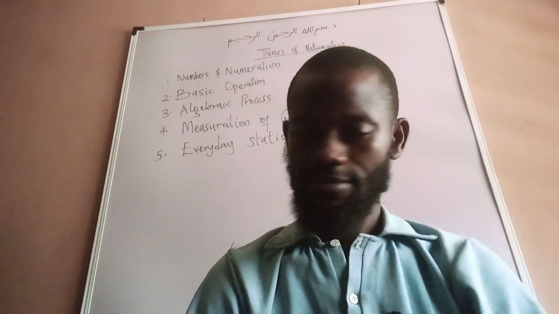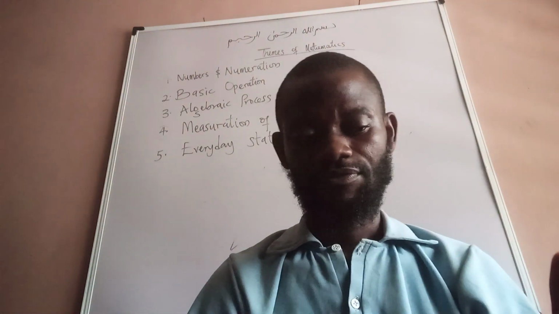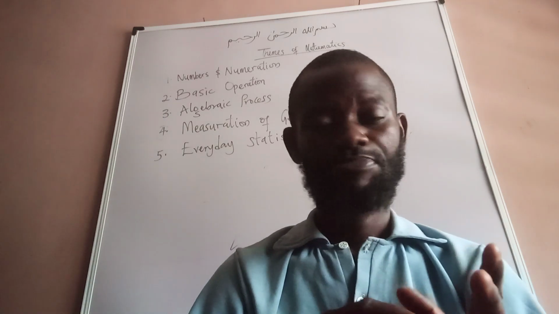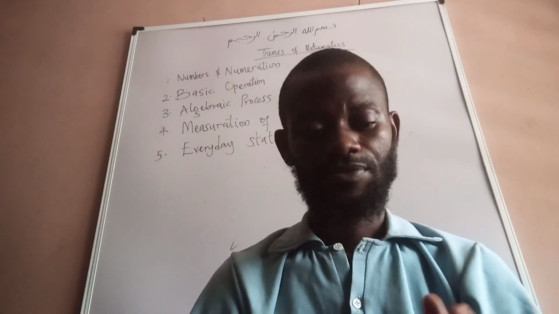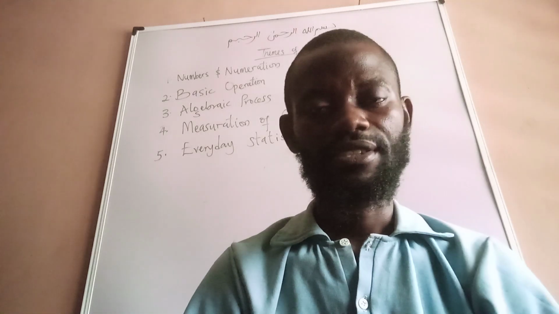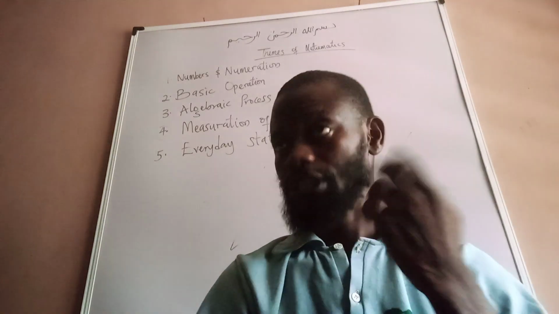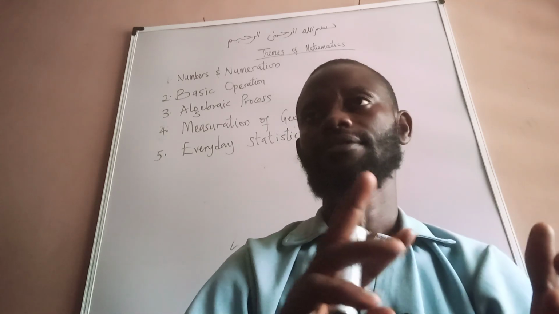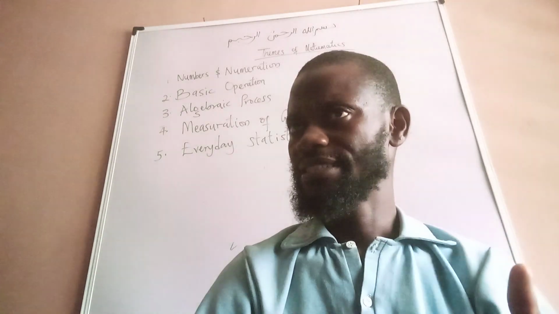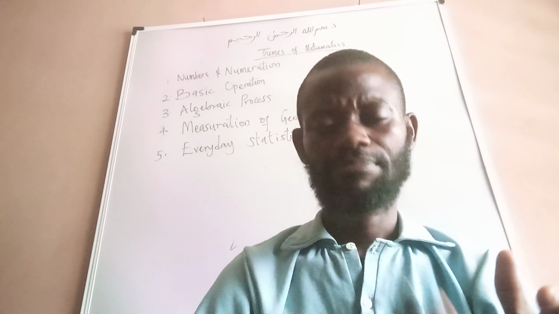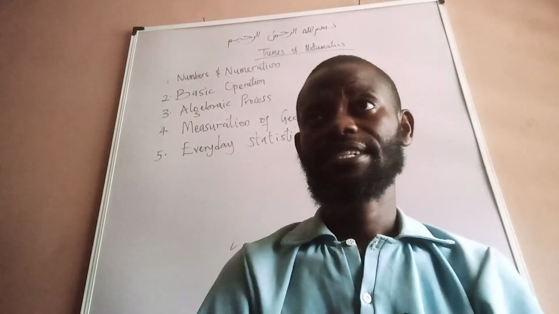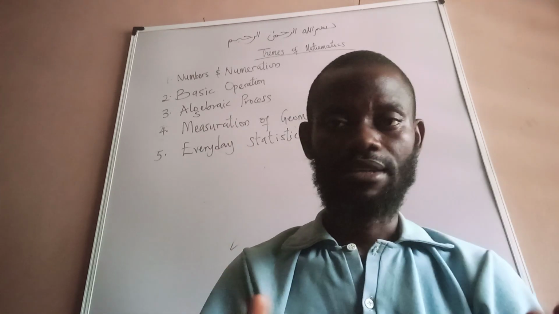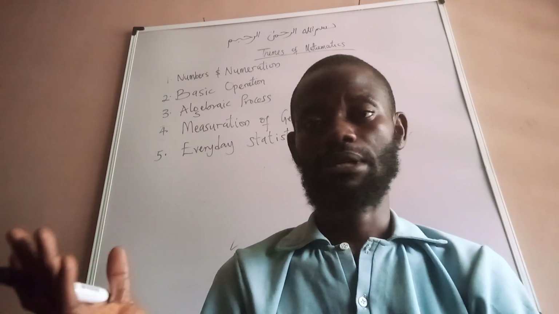Now, let's go again. The first one is numbers and numerals. Second one is basic operations. The third one is algebraic processes. Now, algebraic processes, don't forget, deal with adding numbers and alphabets, or multiplying numbers and alphabets, or dividing. Just the combination of both letters and numbers. That is what algebra is all about.